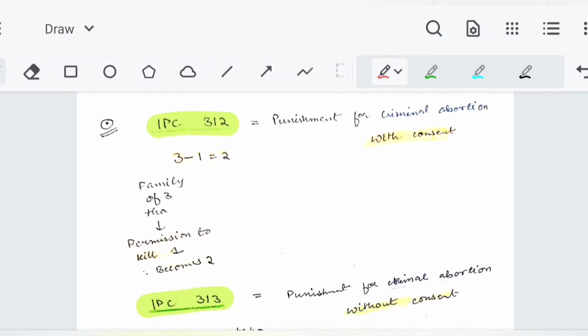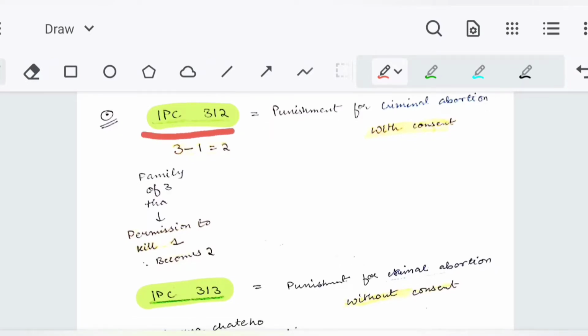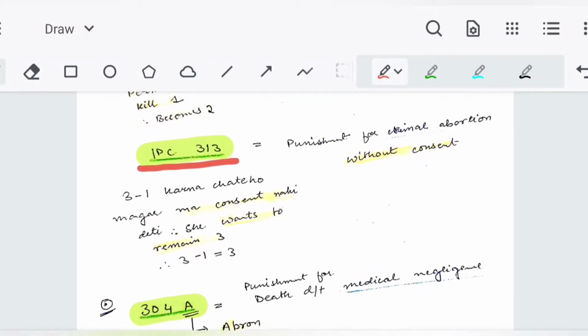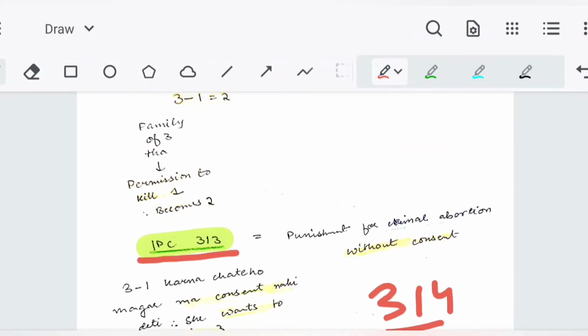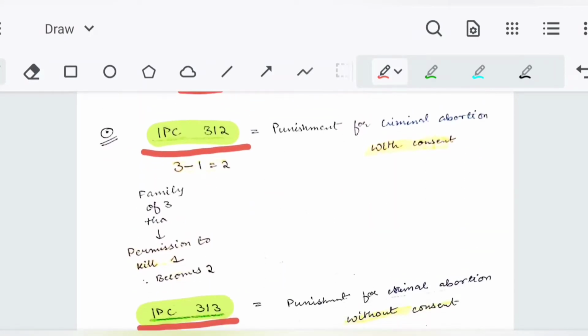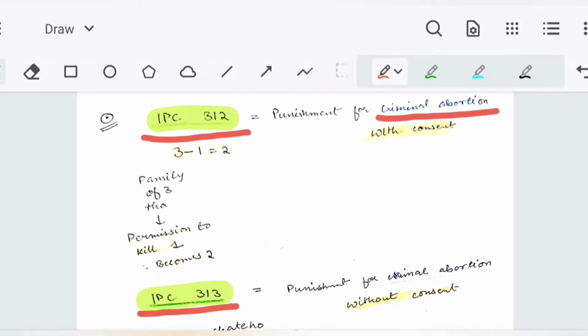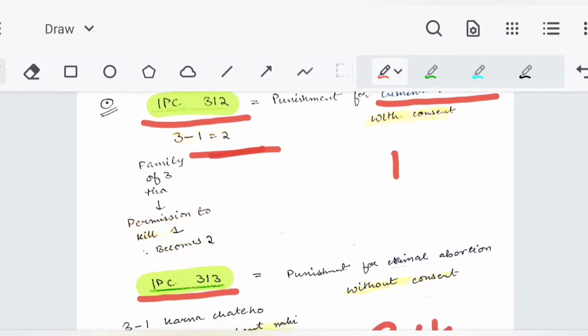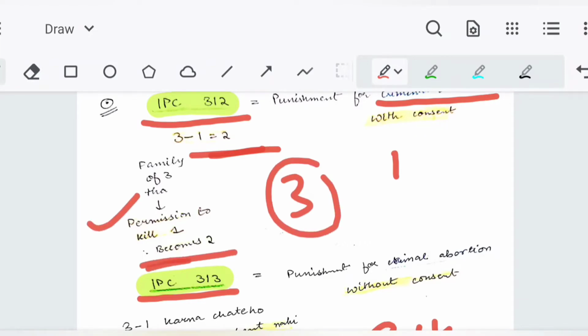Okay, now coming to criminal abortions. IPC 312, 313 and 314 will be there. These three deal with punishment for criminal abortion. So first, 3 minus 1 is equal to 2. The mnemonic is: there was a family of 3, then permission to kill 1, so it becomes 2.